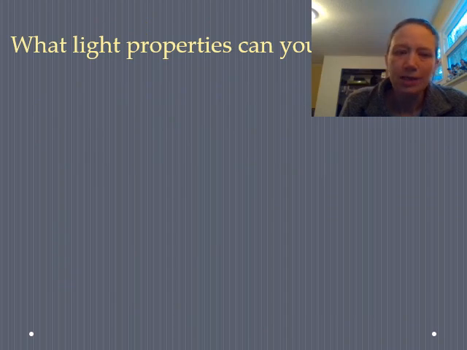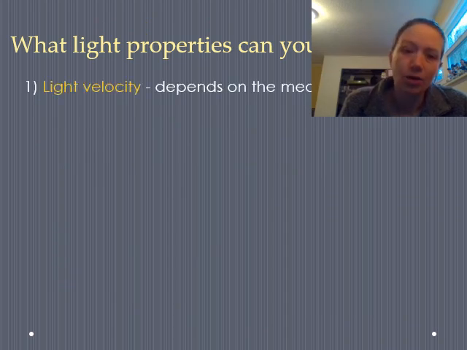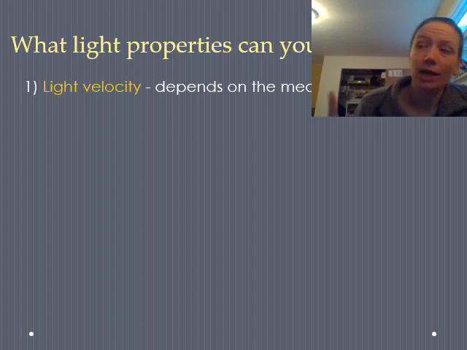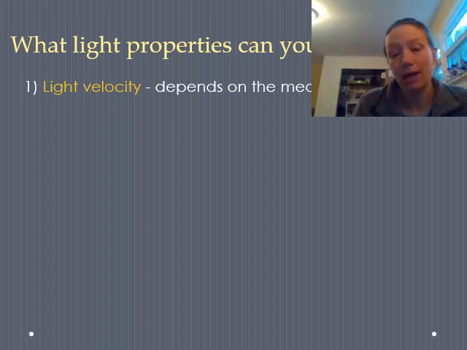So what light properties can we not detect with our eyes? Well, the first is the speed of light. You can't tell how fast light is going. And like every other kind of wave, the speed of light does depend on the medium. Light does not have to go through a medium, but it can go through a medium, right?